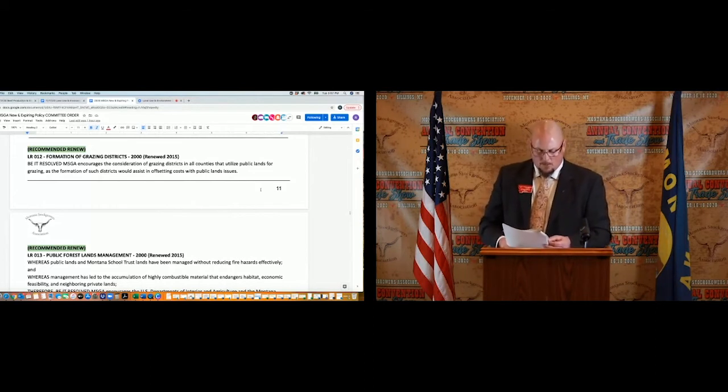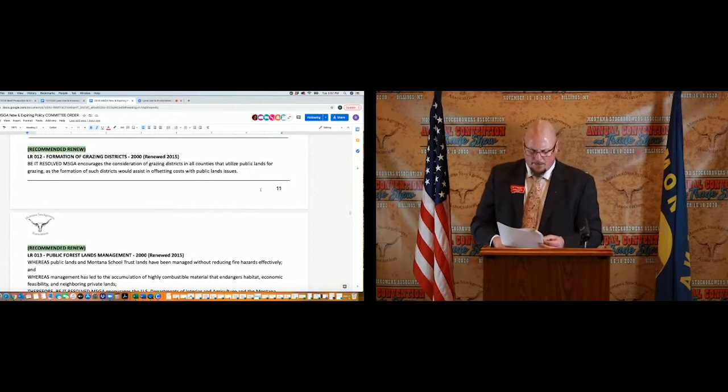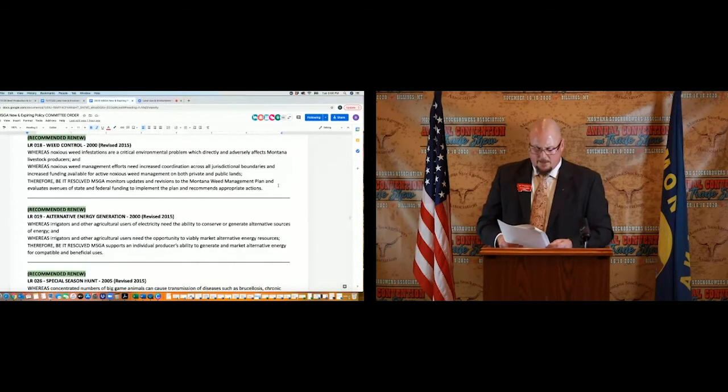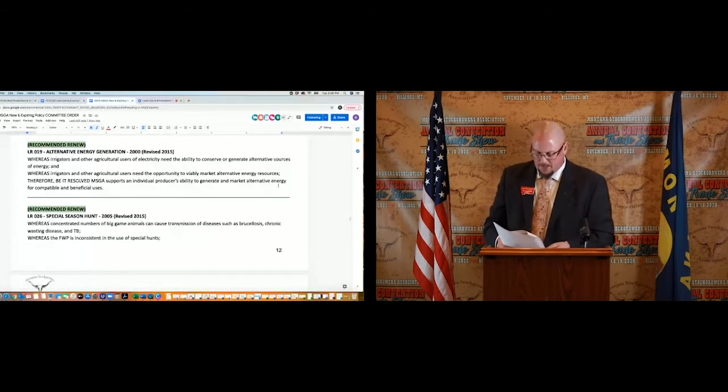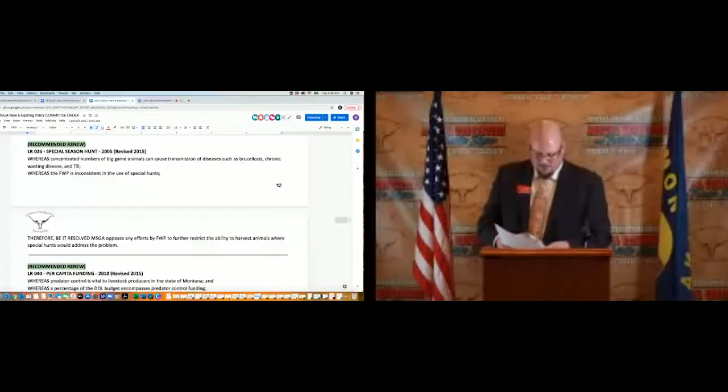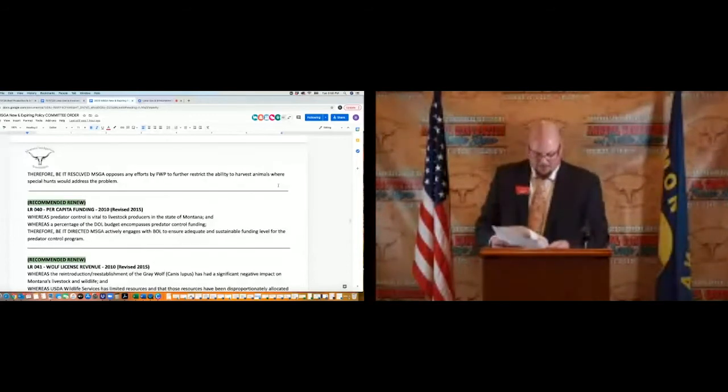Recommended renew LR 018, weed control. Therefore, be it resolved, MSGA monitors updates and revisions to the Montana Weed Management Plan and evaluates avenues of state and federal funding to implement the plan and recommends appropriate actions. Recommended renew LR 019, alternative energy generation. Therefore, be it resolved, MSGA supports individual producers' ability to market alternative energy and beneficial. Next, recommended renew LR 026, special season hunt. Resolved, MSGA opposes any efforts by FWP to further restrict the ability to harvest animals where special hunts would address the problem.